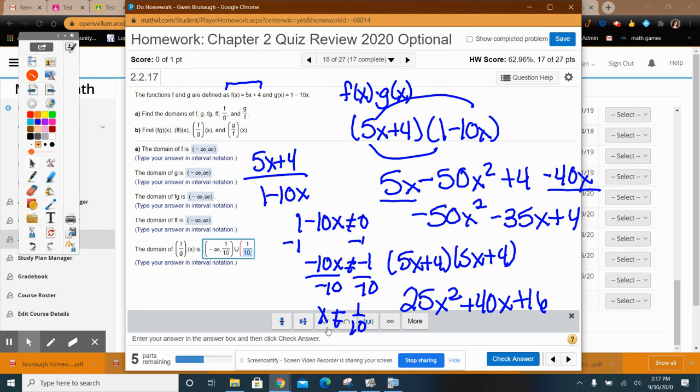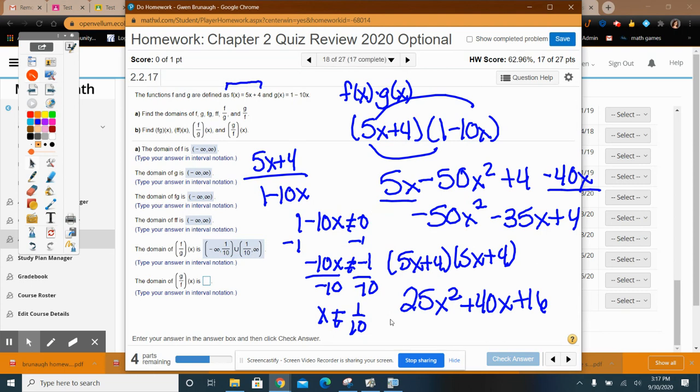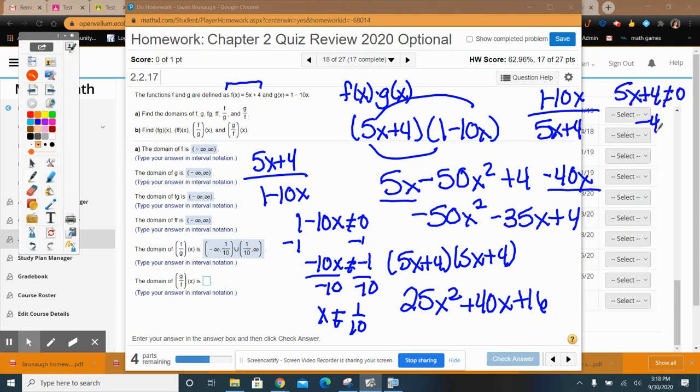1/10 to infinity. Kind of touchy on the way we enter it there. How about g over f? Well, g over f is just going to be this guy flipped over. I'm kind of running out of space here. Let's do 1 minus 10x over 5x plus 4. This time, 5x plus 4 cannot equal 0. Subtract 4. 5x cannot equal negative 4. And x cannot be negative 4/5.